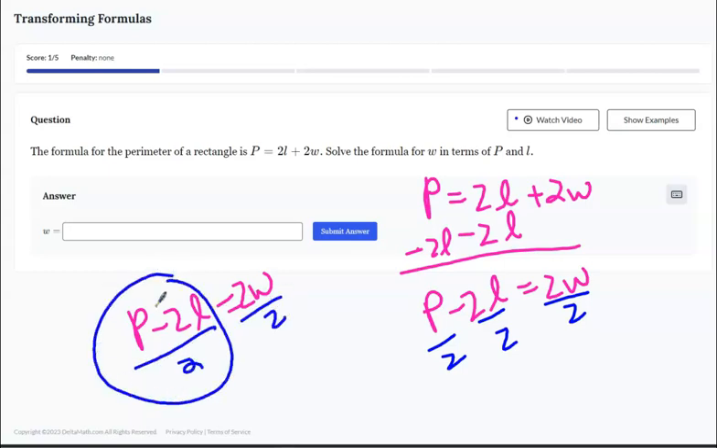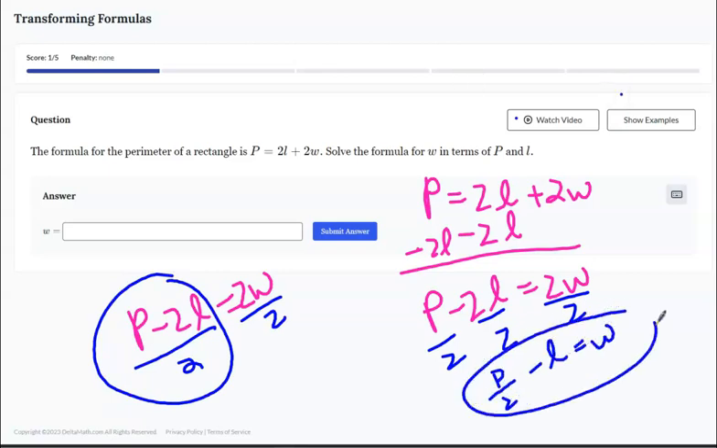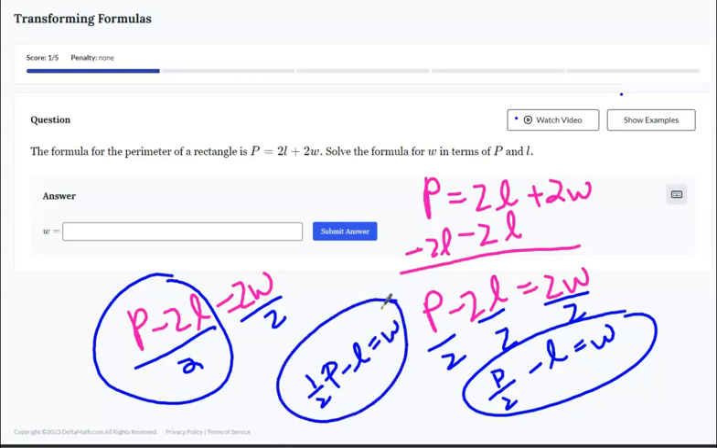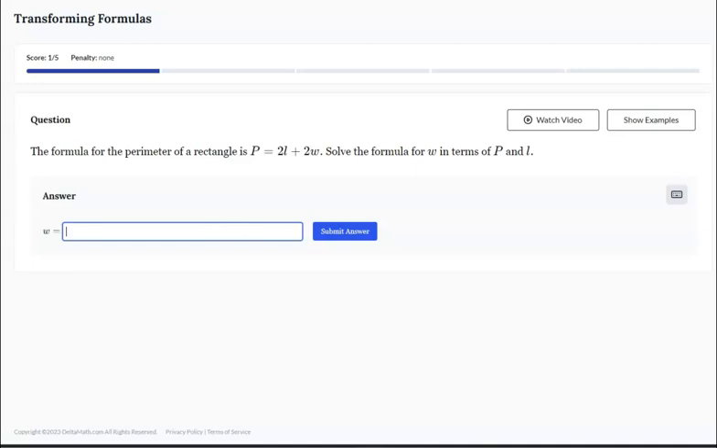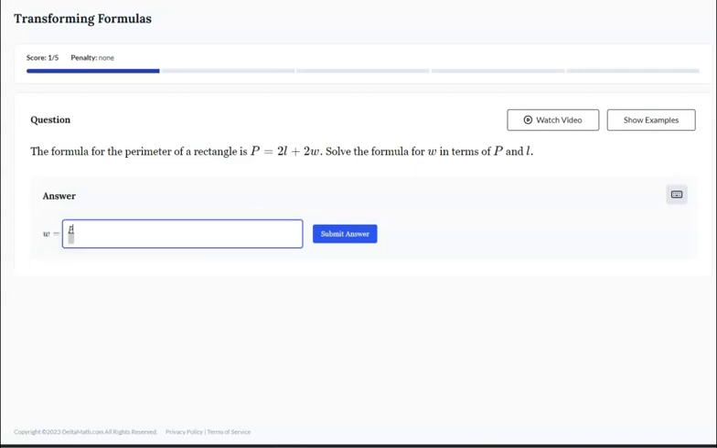This is an acceptable answer. Or half of p minus L equals w is an acceptable answer. All three of these would give you full credit. I'm going to type the one giant fraction. P, I'm going to type the fraction bar first. P minus 2L all over 2.